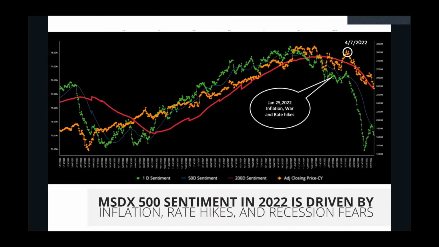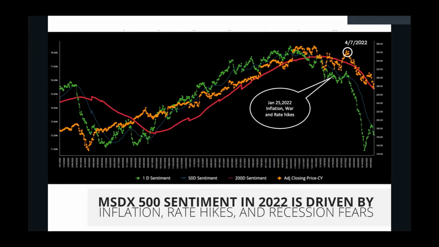And the sentiment actually started going down as early as January 25th, 2022. It did bounce back a little bit, but again, started going down in February and continued to go down all the way through April, May, and June, and stayed below the 200-day moving average. And you can see that the price actually started going down on the 7th of April and really took a downturn in May and June.